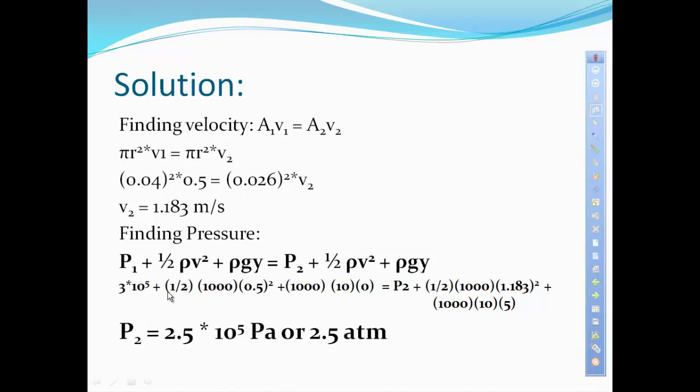This is our pressure at the first point, kinetic energy at the first point. Pressure at the second point is unknown. We know our kinetic energy and our potential energy at the second point. And we end up with 2.5 times 10 to the 5th pascals, or 2.5 atmospheres.